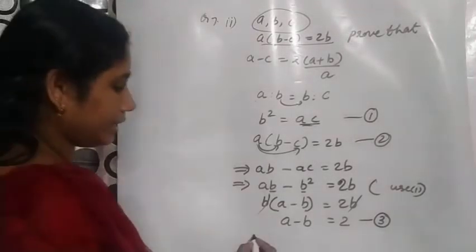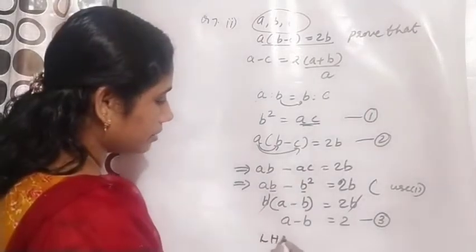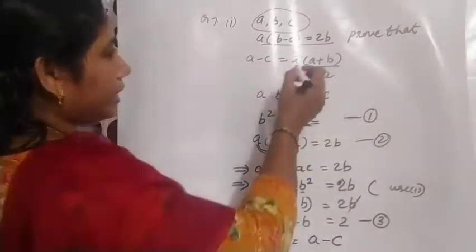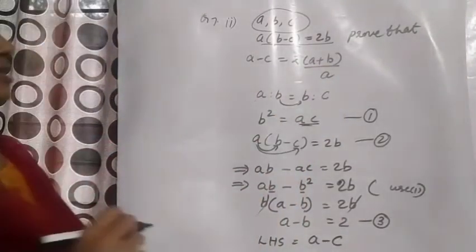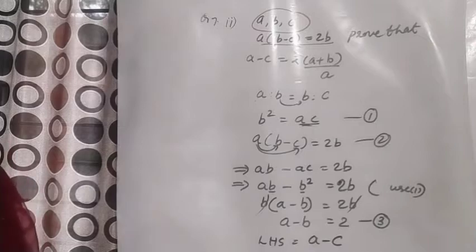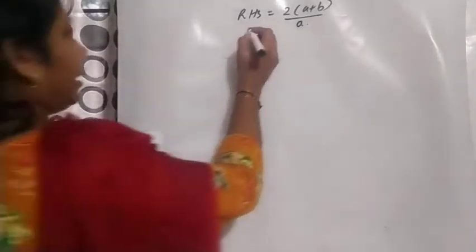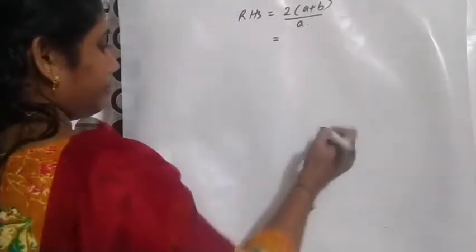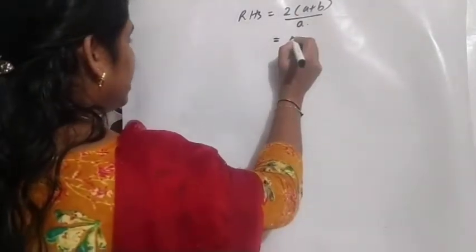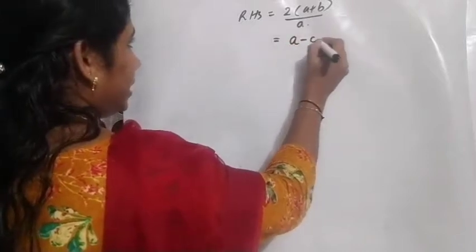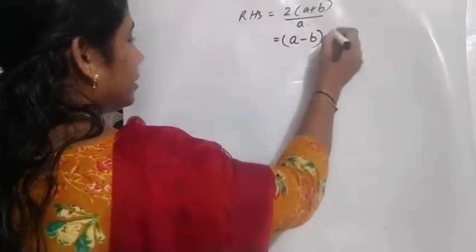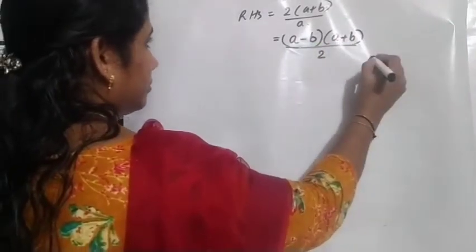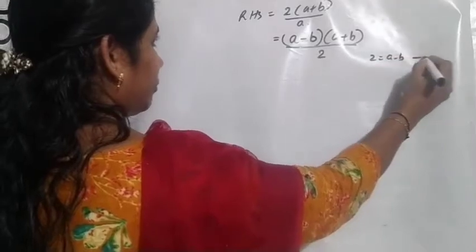Now let us take the LHS. What is LHS? This is A minus C. And substitute the values so that we will arrive at the RHS. Let us simplify this. Or you can take RHS and simplify to get the LHS also. Here it is easy to take the RHS and simplify to get the LHS. What is 2 here? We calculated the value of 2 as A minus B, in equation number 3, no?